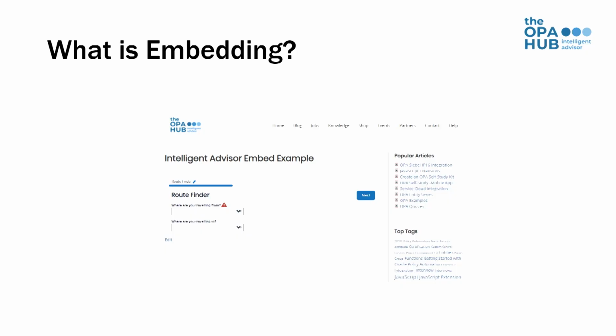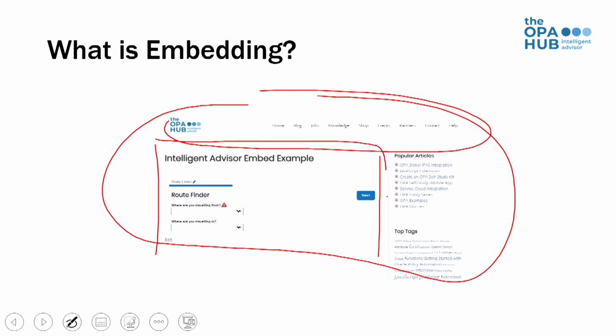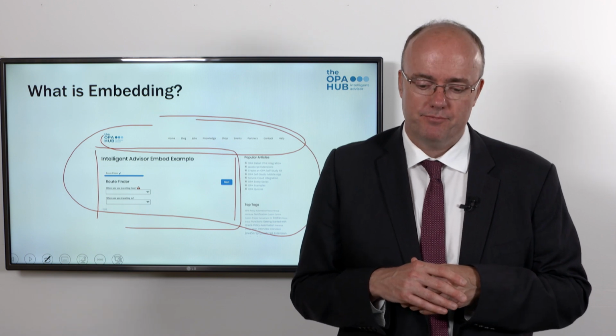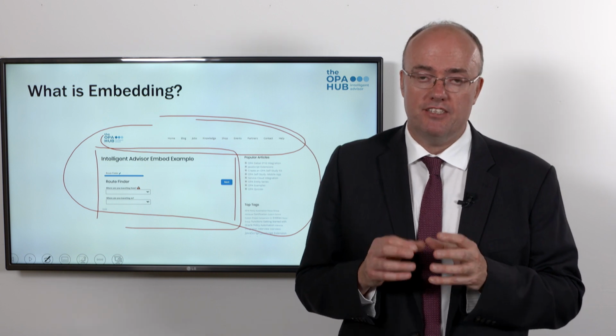So this is what we're aiming for. In this screenshot, you can see, I hope, that we have an external application with all sorts of exciting things. And then right in the middle, we have Intelligent Advisor. So the end user of the website doesn't even know that there's a big Intelligent Advisor project in there. It's just a web page. It's successfully embedded.